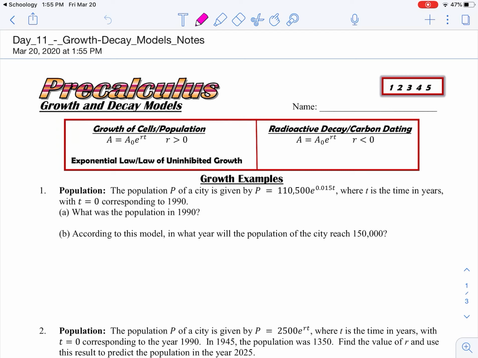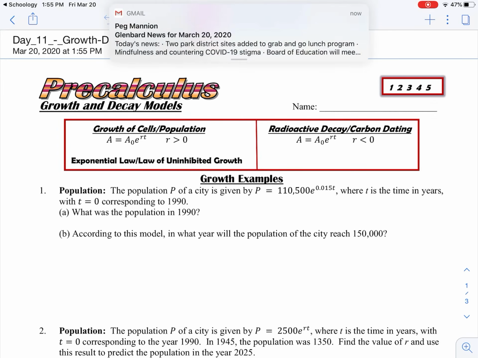Hello everyone. So today we're talking about growth and decay models. When I say growth and decay models, we are talking about growth as in growth of cells or a population, and we're talking about decay, we're talking about radioactive decay or carbon dating. We'll get more into carbon dating tomorrow.